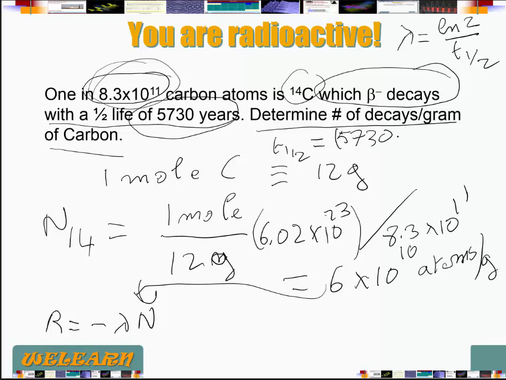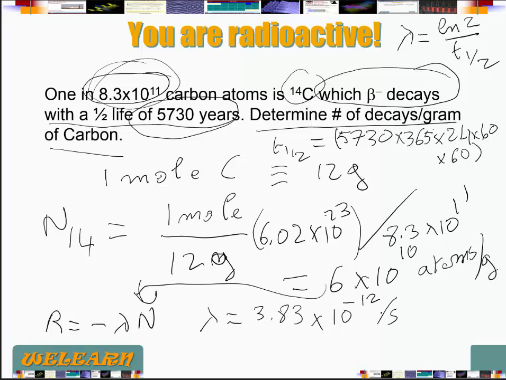5,730 years, so that's times 365, the average number of days in a year, times 24, that's the number of hours in a day, and then times 60, that's the number of minutes in an hour, and times 60, that's the number of seconds in a minute. That's my half-life. So we do log of 2 over that number. That should get us a lambda of about 3.83 times 10 to the minus 12 per second.